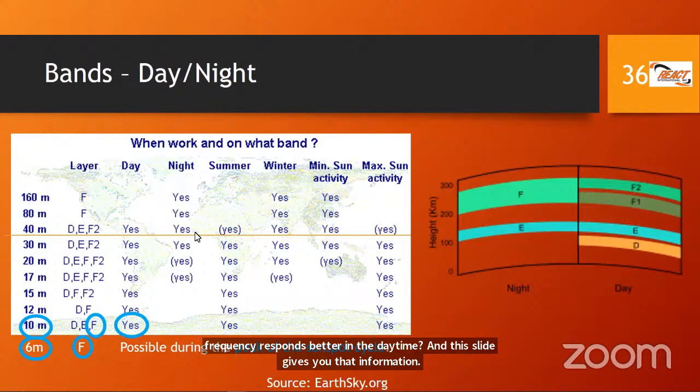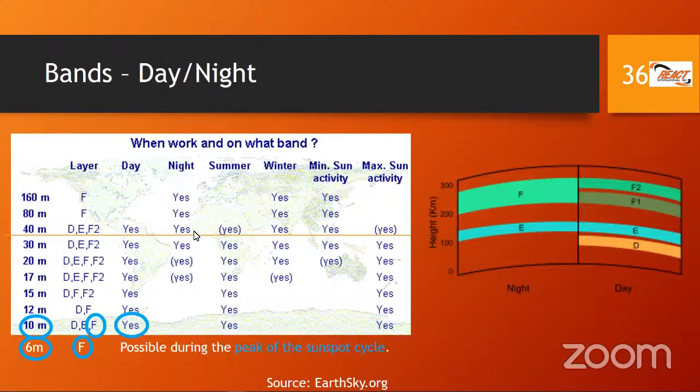Right. So we are close to the end of the slides, folks. Just a couple more. So this table here summarizes for the various bands, typically the HF bands really, what layers of the ionosphere is employed or used, and whether it's suitable for use during the daytime or the nighttime.